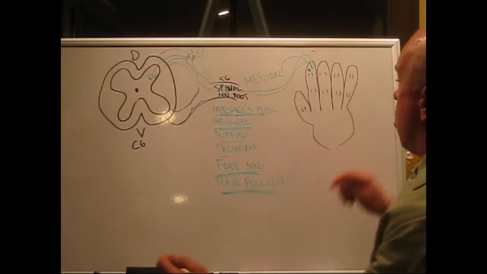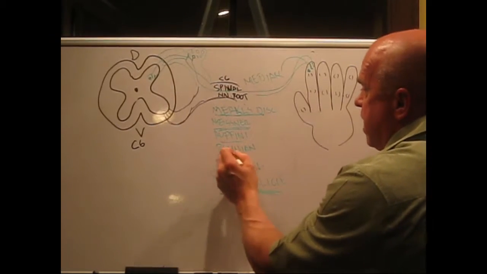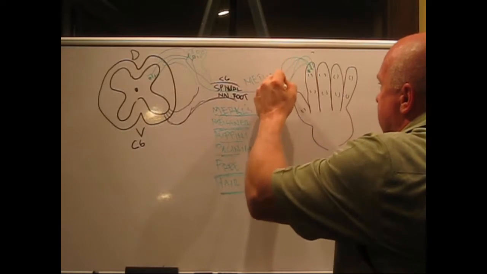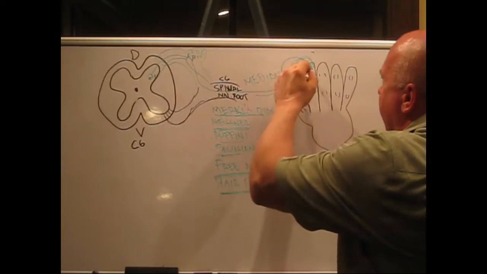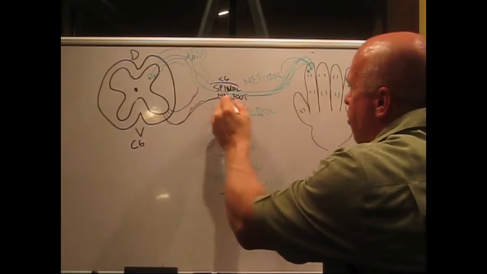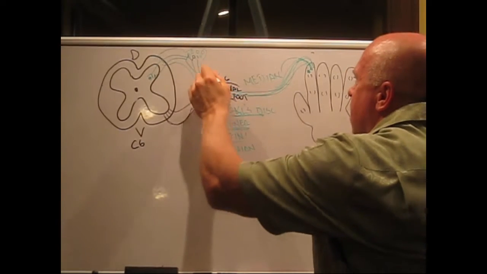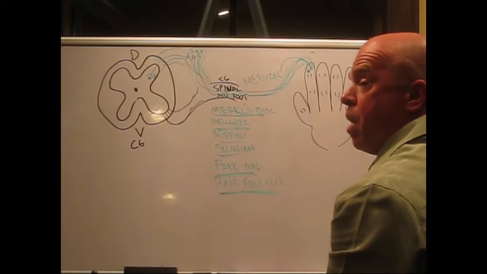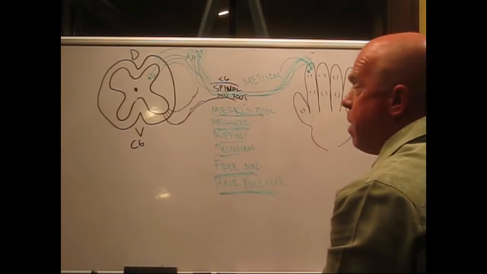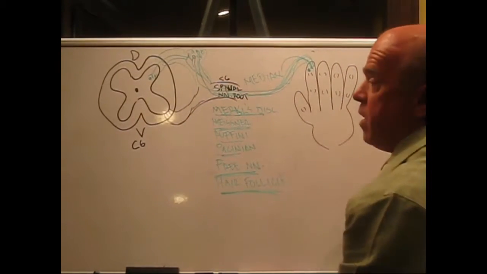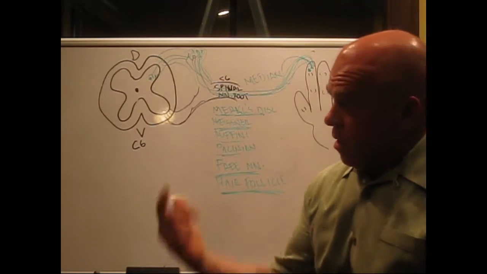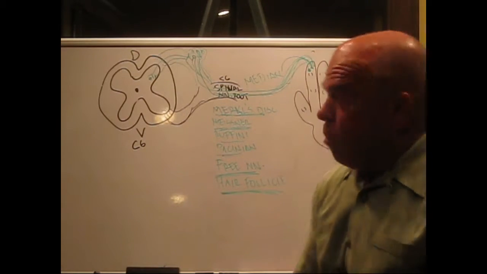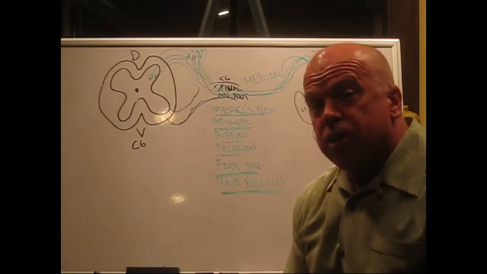Okay? So all of these are traveling in the median nerve and all the way up into the C6 spinal nerve root, and they all have their cell bodies here. Some of these are myelinated, some of them are unmyelinated, but they travel in a bundle either of the nerve root or a bundle later on as the median nerve.